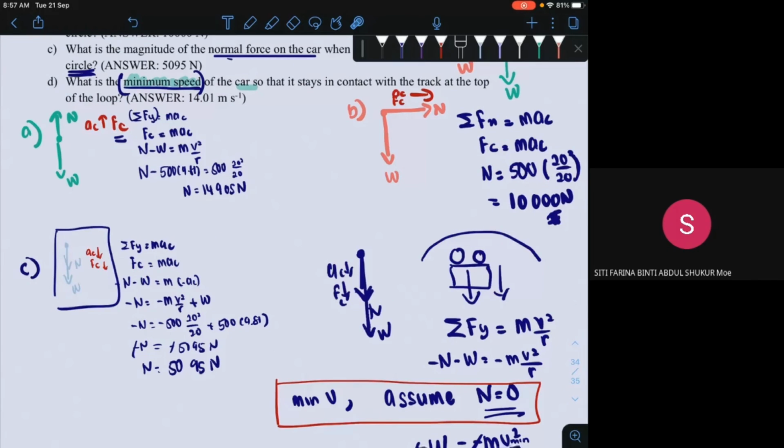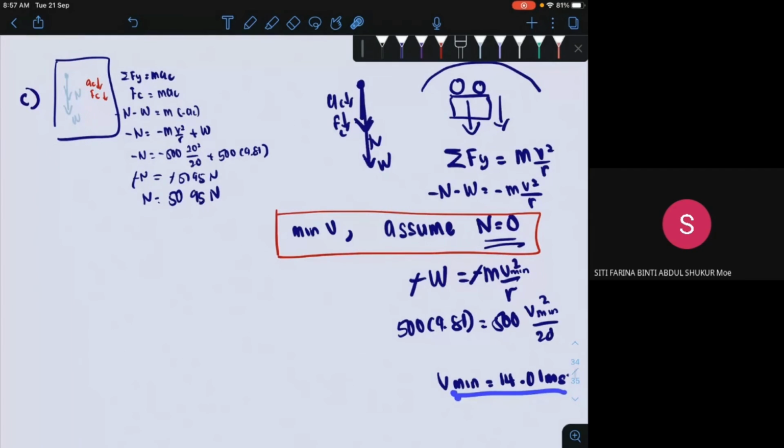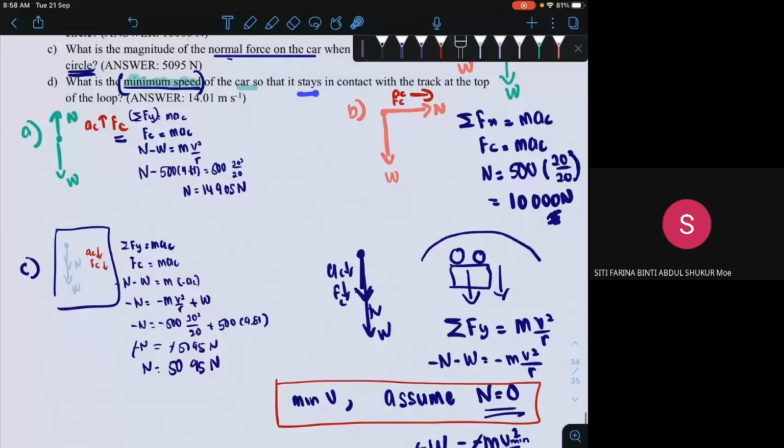Remember, bila soalan kata minimum speed, kita akan assume n sama dengan kosong, baru kita boleh tahu bila tak ada n, apalah kelajuan dia. So bila kita dah dapat kelajuan, maksudnya ini paling minimum lah, you cannot use this one sepatutnya. Sebab at this particular point, kereta kamu dah jatuh. Kereta kamu dah jatuh. So if you want to make sure your car is in contact, you have to use velocity yang lebih besar daripada ini. Jelas tak? Jelas, Miss. Jelas, Miss. Semua orang okey?